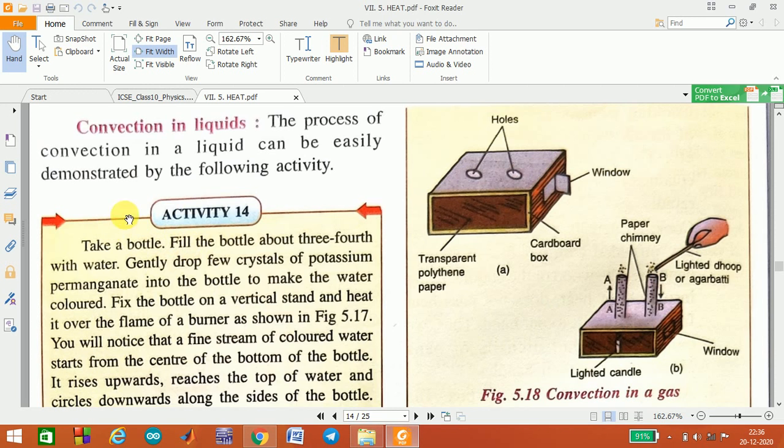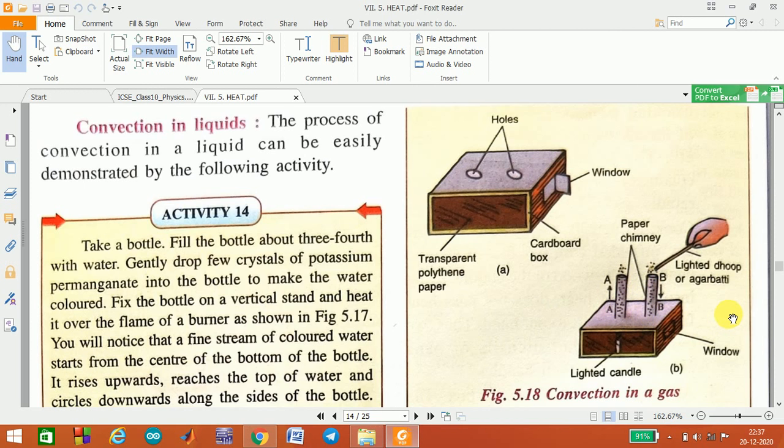So you can see the figure here. This side is the transparent polythene, and this is the window which is on the other side. Then what you have to do? That window is for inserting the hand. Cut two holes on the top of the box, then roll two pieces of paper and insert them in the holes to serve as upper chimneys. So in these two holes you just insert rolls of paper, and they will work as chimneys.